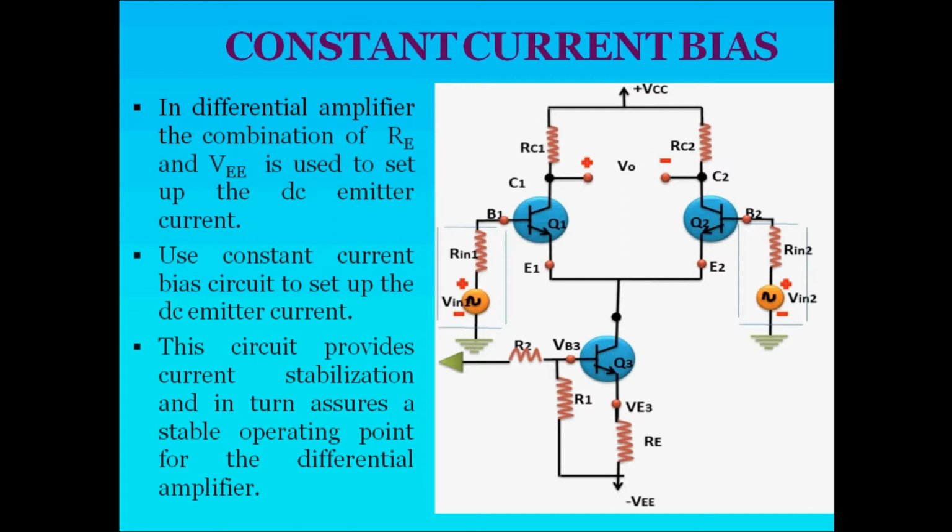So this circuit is nothing but a constant current bias circuit where we have connected the emitter resistor RE to the emitter of Q3. R2 is another resistor which is connected to the base terminal, and R1 is connected as well. So this R2 and R1 again will constitute a voltage divider. Now we are going to see the operation of this constant current bias circuit.